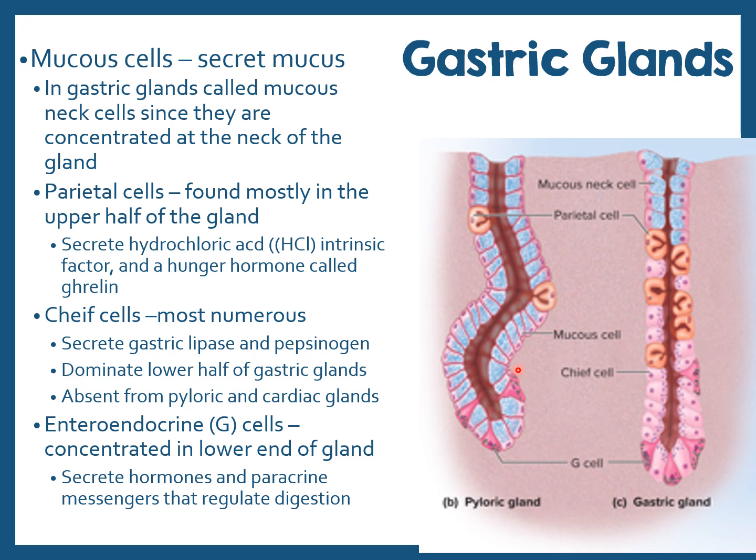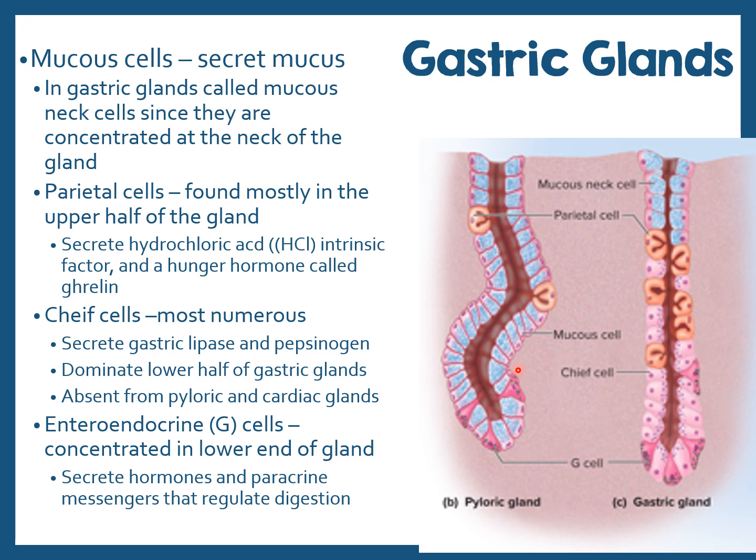Anyways, the chief cells, these are going to be the most numerous, and they're going to be more in the lower half of the gastric glands. And these cells will not be found in the cardiac regions and the pyloric regions of the stomach. But these cells will secrete pepsinogen and gastric lipase.